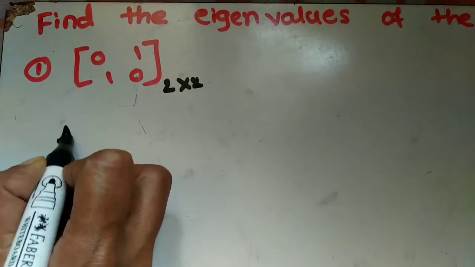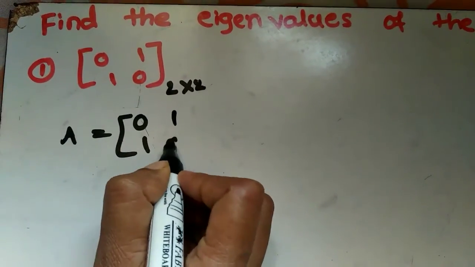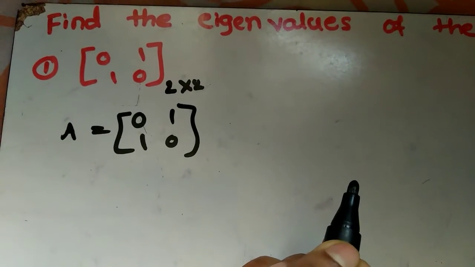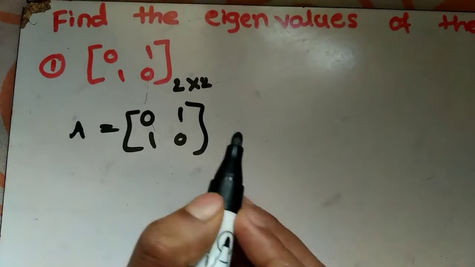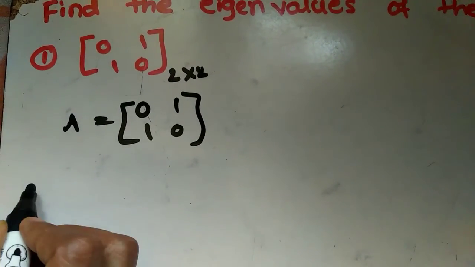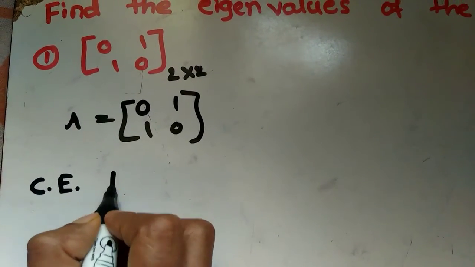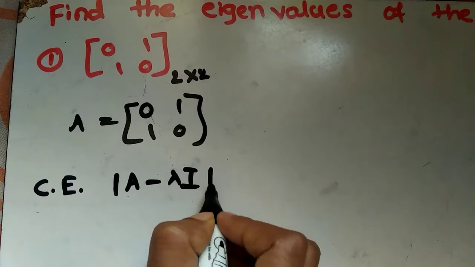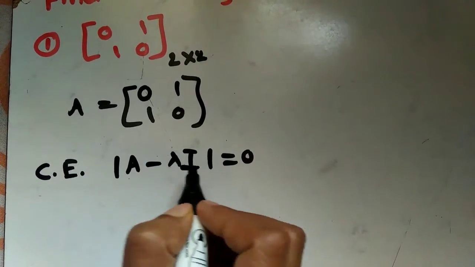I am going to give a name for this matrix as A, and this is 0 1 and 1 0. So how to find the eigenvalues? For finding the eigenvalues, first we have to write it in the form of the characteristic equation. Okay, so the characteristic equation is nothing but determinant of A minus lambda I equal to 0. Okay, so first we have to write in this form.